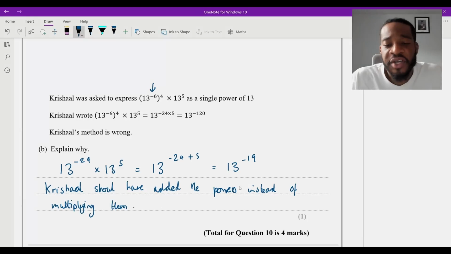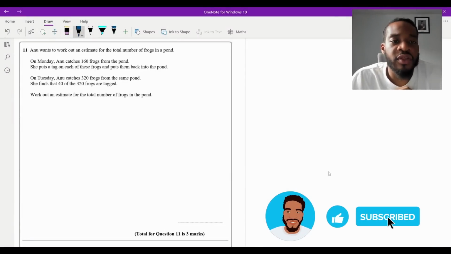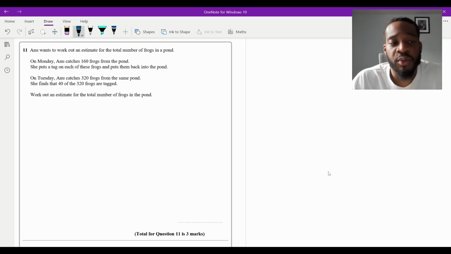And that's it. Finished. Okay, so question 11 says Anu wants to work out an estimate for the total number of frogs in a pond. On Monday, Anu catches 160 frogs from the pond. She puts a tag on each of these frogs and puts them back into the pond. On Tuesday, Anu catches 320 frogs from the same pond. She finds that 40 of the 320 frogs are tagged. Work out an estimate for the total number of frogs in the pond.